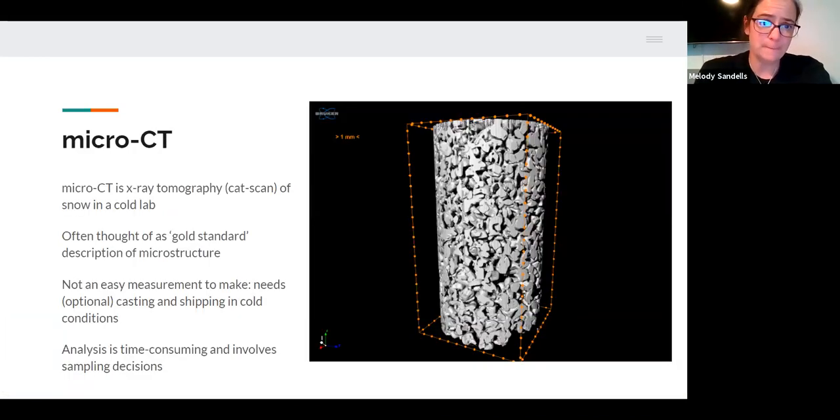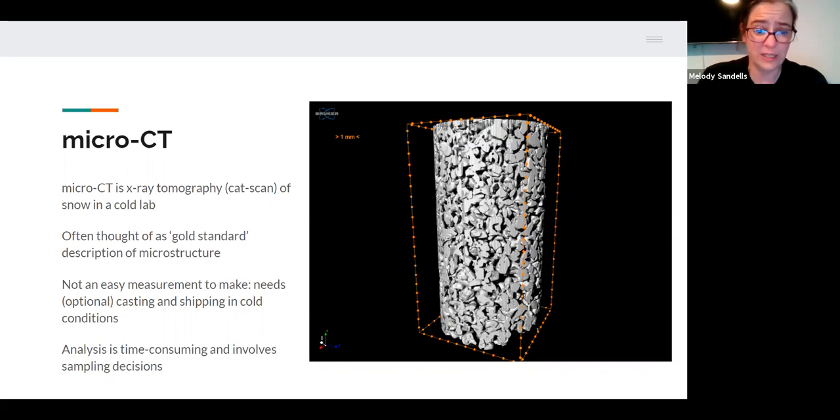So I'm going to talk a little bit about micro-CT, and then Mike will talk about the integrating sphere, and then Robbie will talk about the SMP. Just briefly, if you're not familiar with micro-CT or X-ray tomography or CAT scan, this is a way of imaging with X-rays the 3D microstructure of the snow. The figure on the right illustrates a column of that taken during SnowEx. We often think of this as the gold standard description of microstructure because we know it in 3 dimensions. It's very detailed, you get very high resolution results.